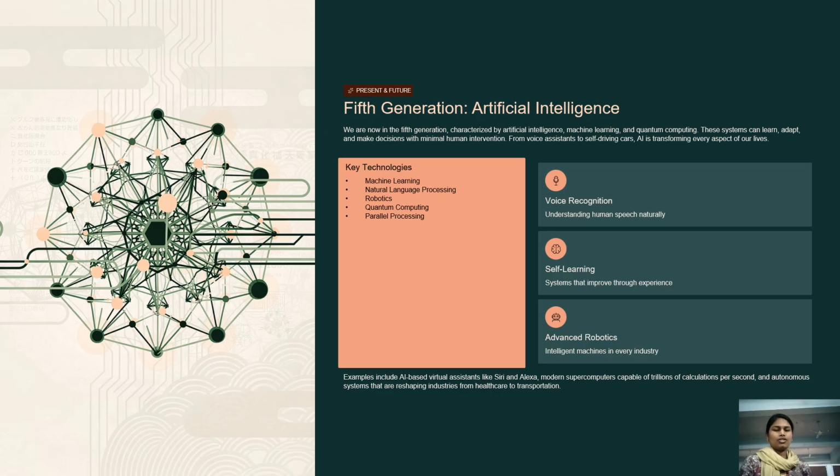Next is fifth generation, based on artificial intelligence. This generation is going on at present and will be in future. Focus on machine learning, robotics, and natural language processing. Computers can understand speech and learn from data. Used in virtual assistants, robotics, and smart systems. Research in quantum computing is ongoing. Fifth generation computers aim to make machines think and act like humans.